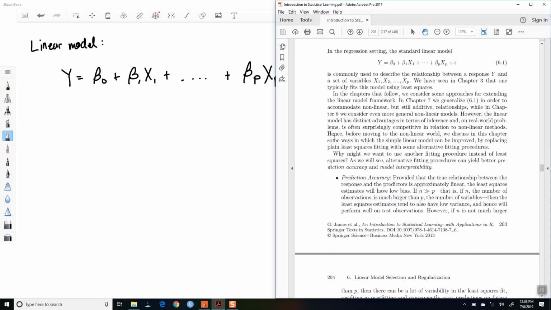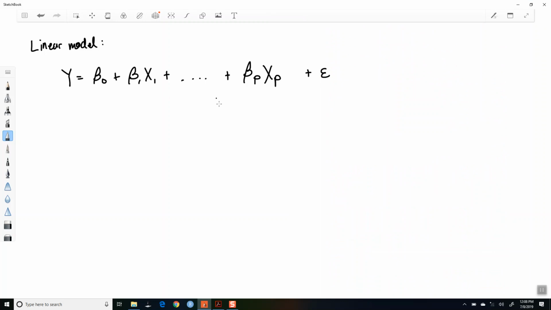Part of it is trying to figure out which predictors we use, right? That's a question that we might have. We might have a bunch of predictors available. Maybe we don't want to use all of them, or maybe we do. And then how do we select the values of beta, right?